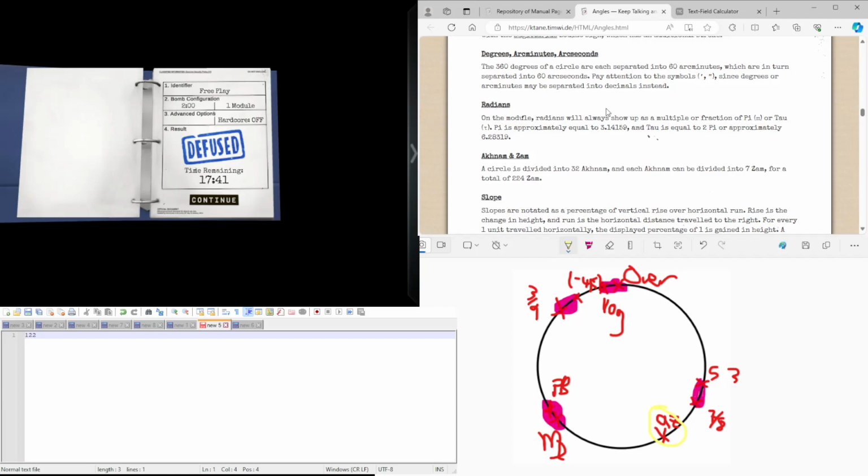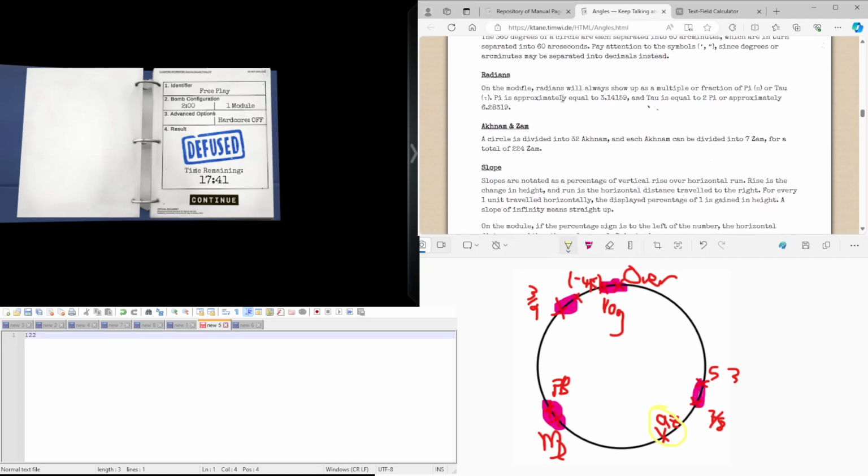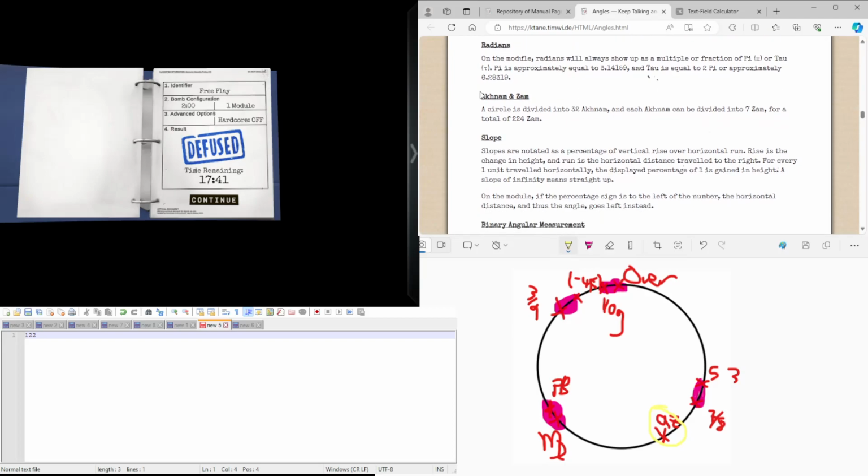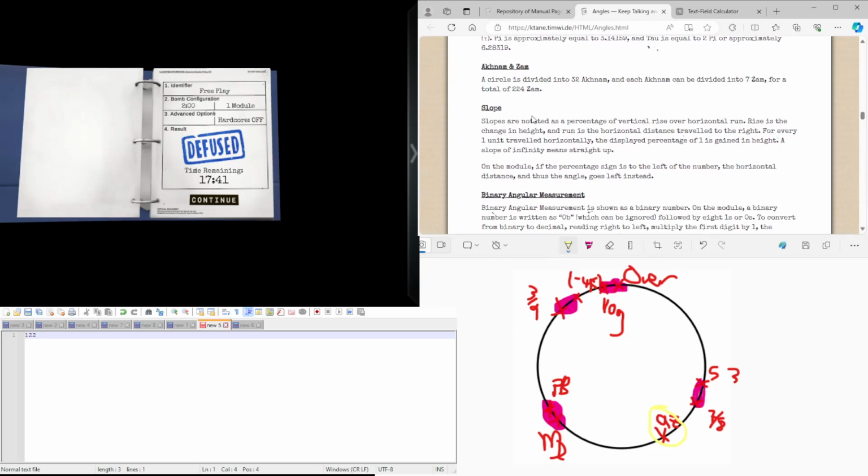Radians, do note that radians can be written in terms of tau instead of pi, but tau is just 2 times pi. So if you want to get in terms of pi, just double the number that's next to the tau, and then swap out the tau for a pi. We did Aknamsam, it's quite simple. It's just a different unit system.